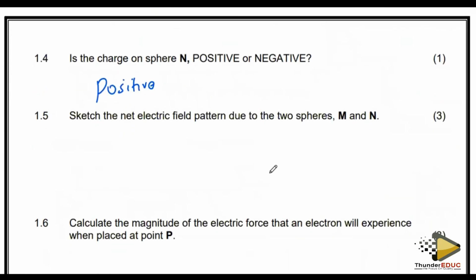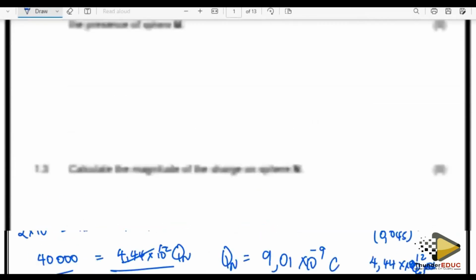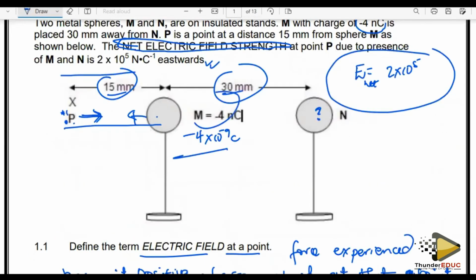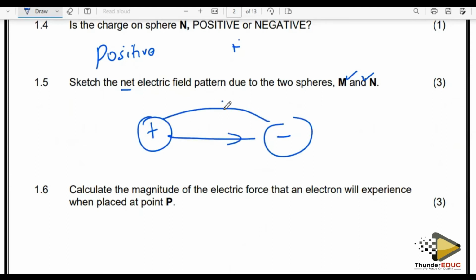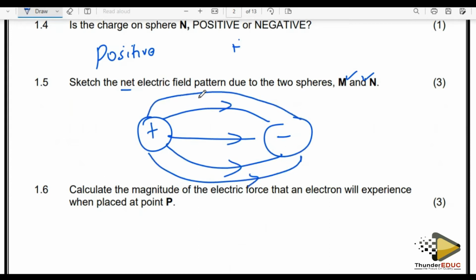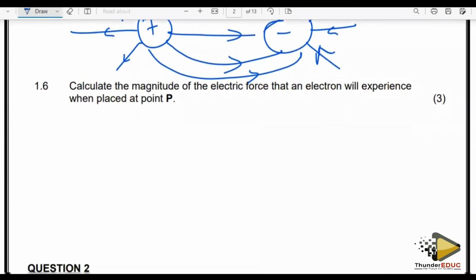And then they want us to sketch the net electric field perpendicular to M and N. Now we said it's positive, and then the original one was negative. So that is a positively charged and negatively charged attraction. Unlike charges must attract each other, whereas like charges do the repulsion.